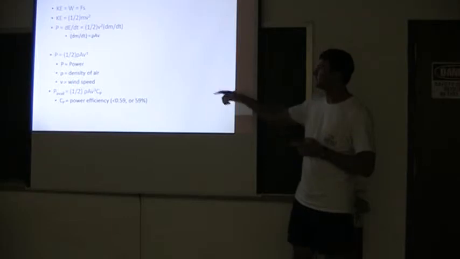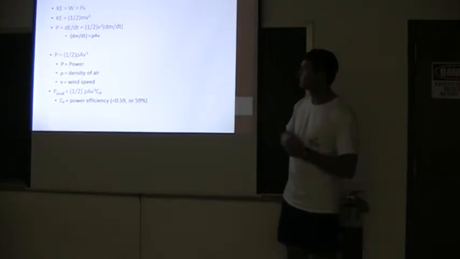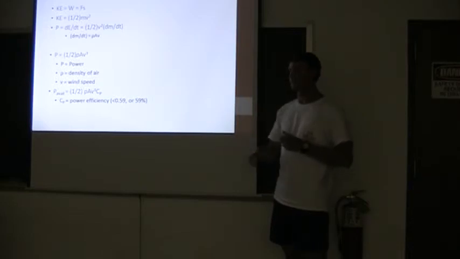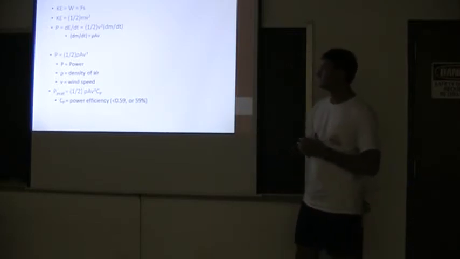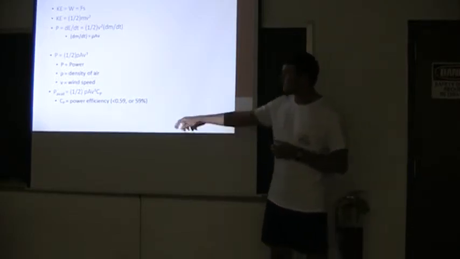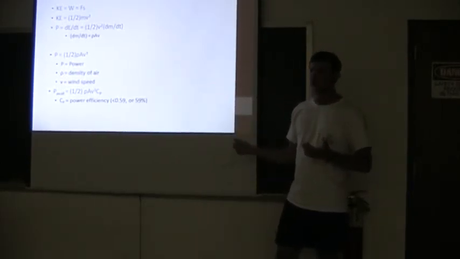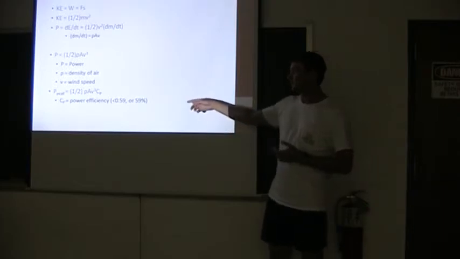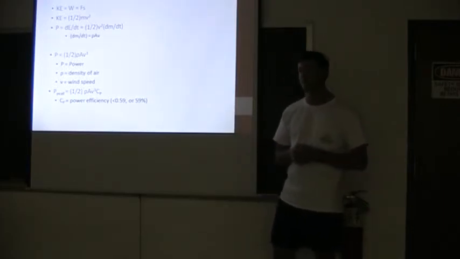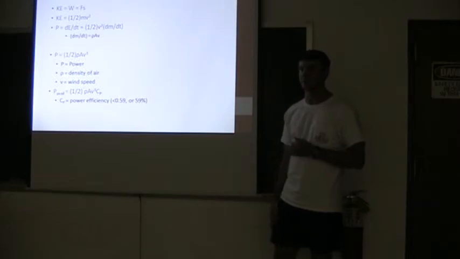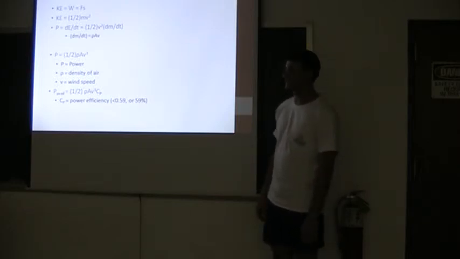comes to 1/2 times the density times the area covered by the blades times the velocity cubed. Now that's the maximum power you can get. The available power you're going to be able to get is only 59% of what you calculate, just due to all the aerodynamic effects and drag and stuff like that that comes with the design of the wind turbine.